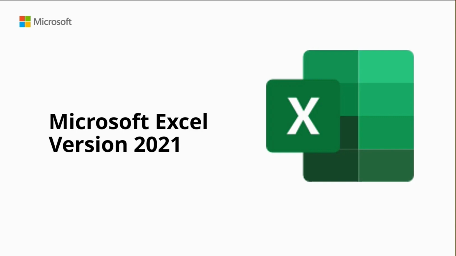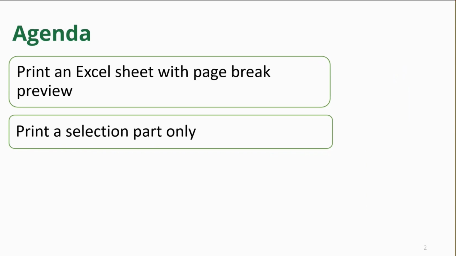We will be starting today with printing an Excel sheet with a page break preview and then printing a selected part only. Now, the reason behind learning this is that all of you know how to print a document, but Microsoft Excel specifically has features that help and simplify the printing of a document.